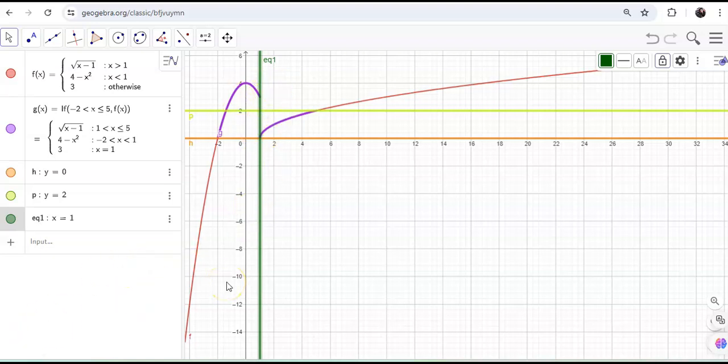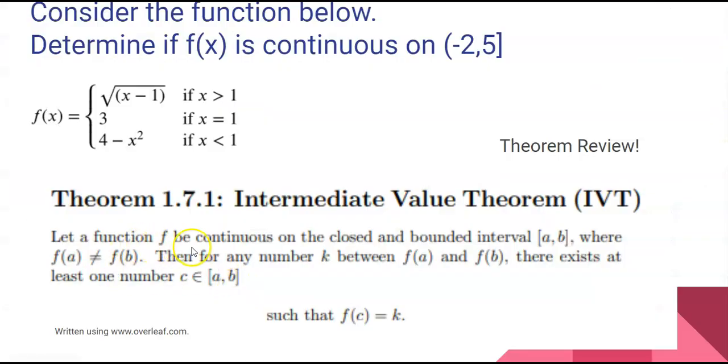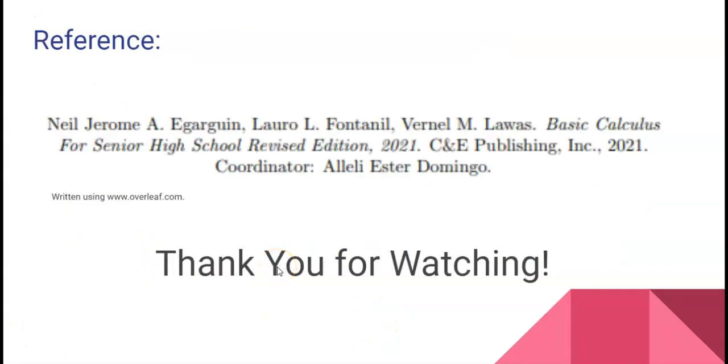So let's illustrate this discontinuity using the fundamental calculus theorem called the intermediate value theorem. Right, so if a function f is continuous on the closed and bounded interval [a, b], where f of a is not equal to f of b, then for any number k between f of a and f of b, there exists at least one number c that is an element of the interval [a, b], such that f of c is equal to k.